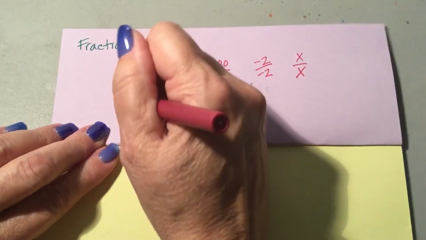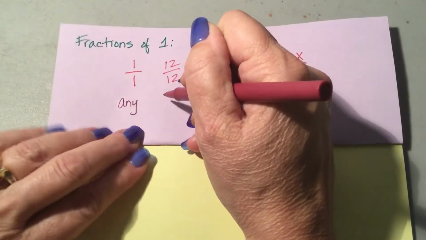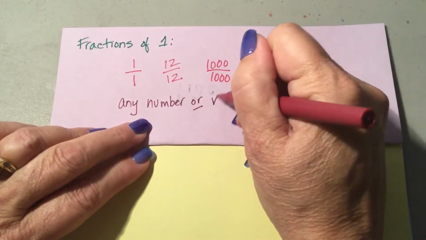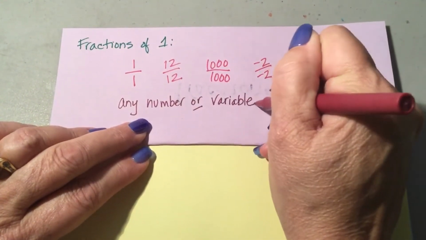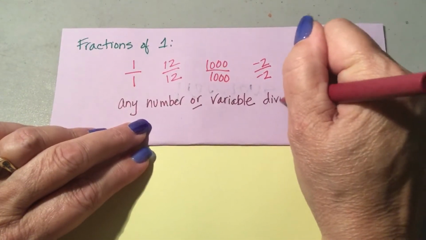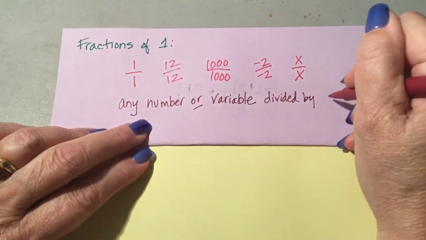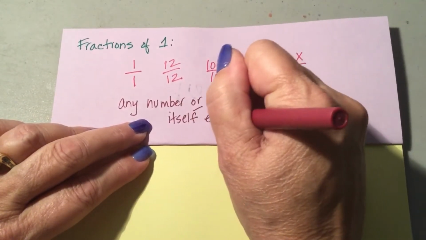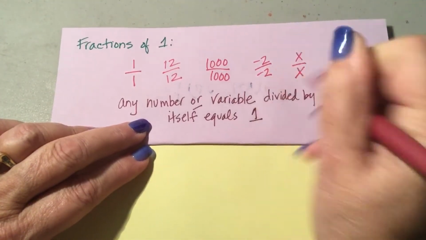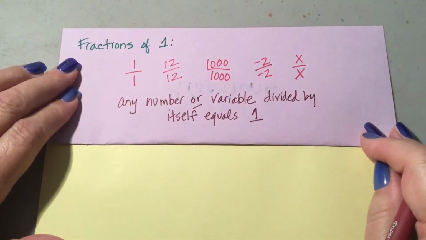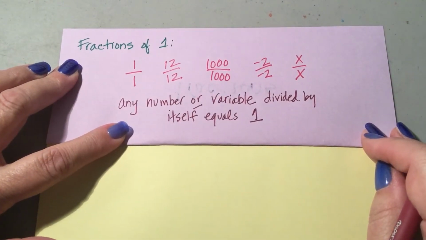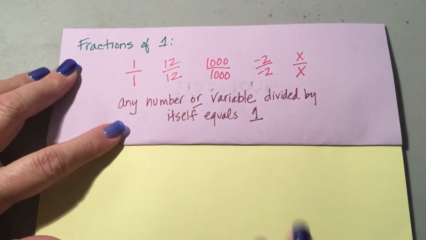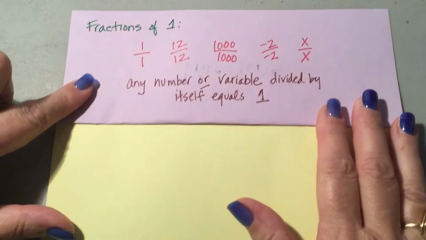So let's write down a definition here. It's going to be any number or variable divided by itself equals 1. Okay, so that's what we're talking about when we talk about fractions of 1. Any number or variable divided by itself equals 1. And those are our examples. We're going to talk about using fractions of 1 quite a bit, so we have to understand what we're talking about when we say fractions of 1.